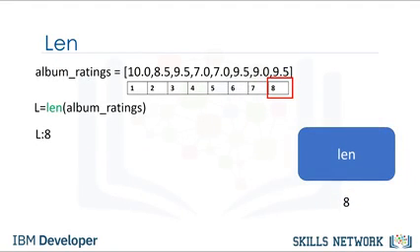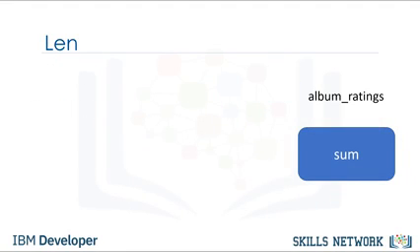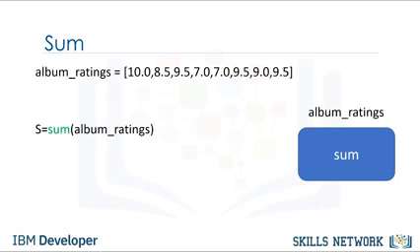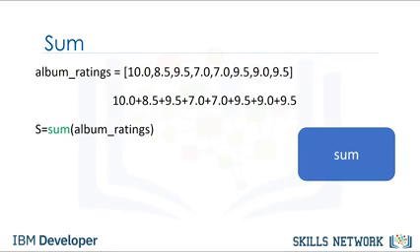this case 8. The function sum takes in an iterable like a tuple or list and returns the total of all the elements. Consider the following list. We pass the list into the sum function and assign the result to the variable s. The function determines the total of all the elements, then returns it. In this case, the value is 70.